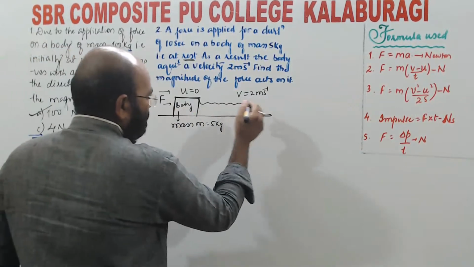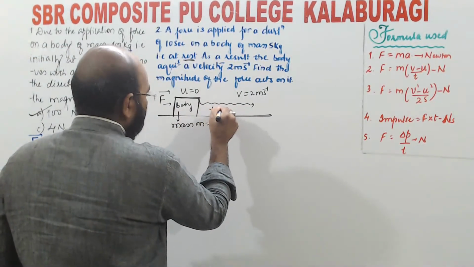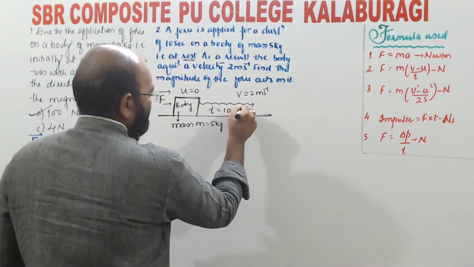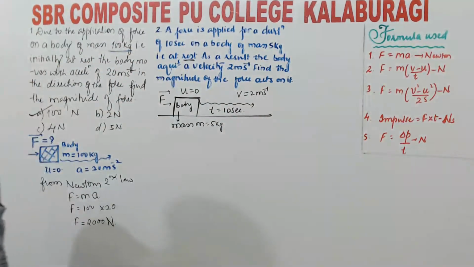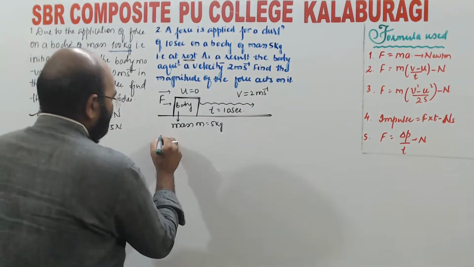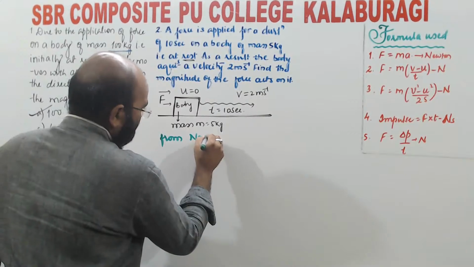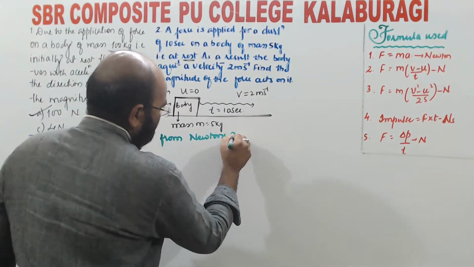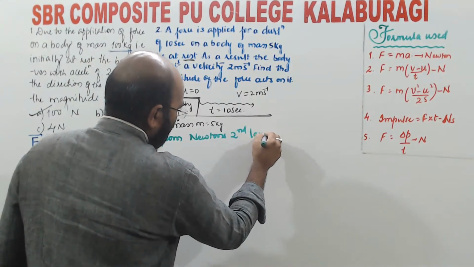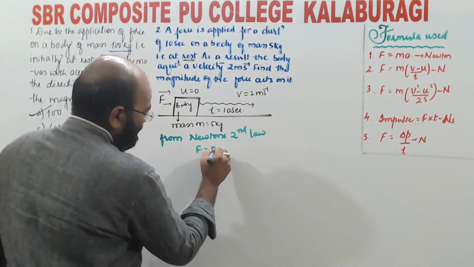The time taken to move from one end to another is t equals 10 seconds. Then calculate the force. How do we calculate? From Newton's second law, we have F equals ma.